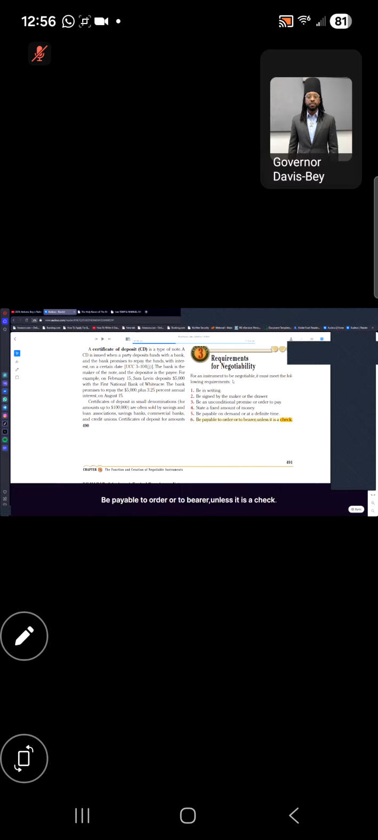This is how you know you got a negotiable instrument if you see these 6 things. It's in writing, it's signed by the maker or a drawer. The maker is what? A promissory note. Drawer is a draft. Be an unconditional promise or order to pay. State a fixed amount of money. Be payable on demand or at a definite time. Be payable to the order or to bearer unless it is a check, because checks don't have to be paid to the order or to the bearer, right? And that's why promissory notes are checks.